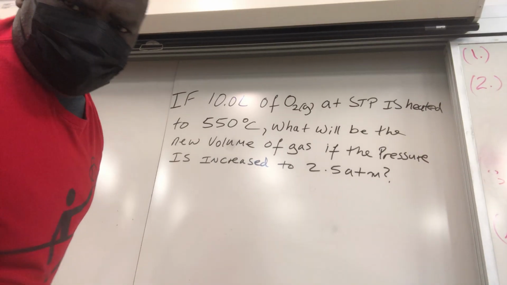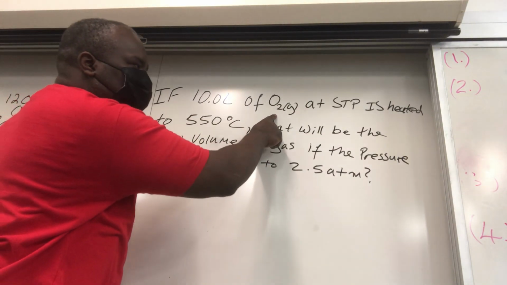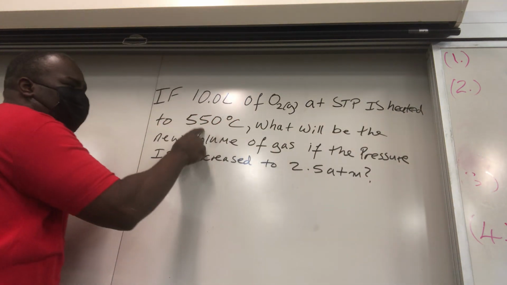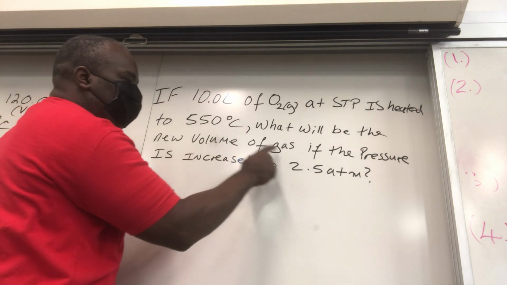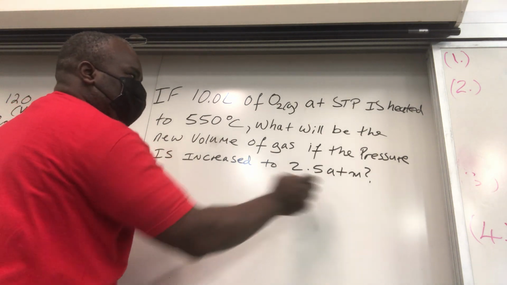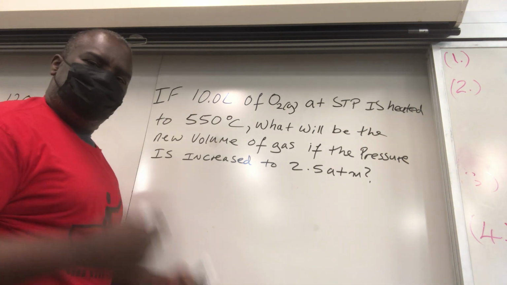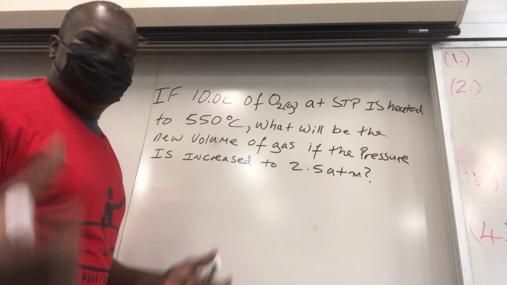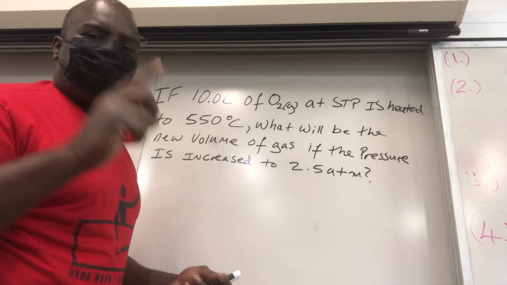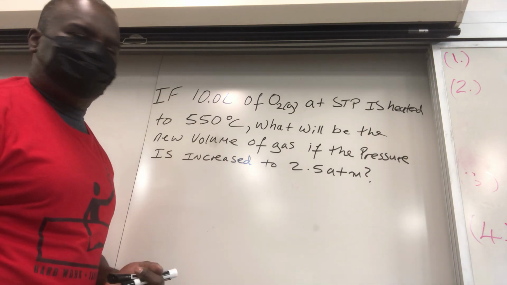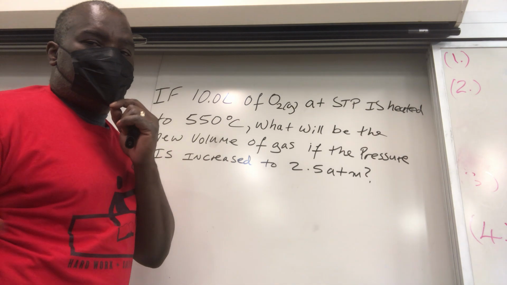So you guys can see. If 10 liters of oxygen gas at STP is heated to 550 degrees C, what will be the new volume of gas if the pressure is increased to 2.5 atmospheres? So here's the deal, guys. As we always stress, anytime you're doing a calculation problem and they mention STP, there are hidden numbers there, and you don't have to panic. Where do you look? You look on Table A of your reference table. It has standard temperature and pressure there. That's what STP stands for, standard temperature and pressure. And be careful of what units they are using in the problem.